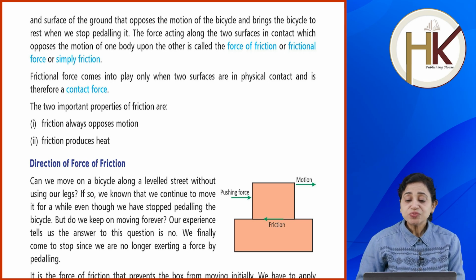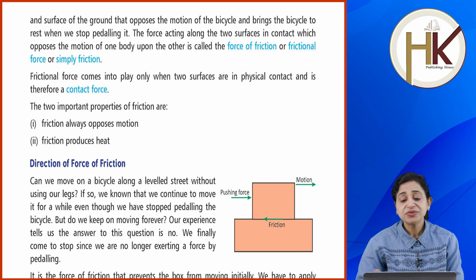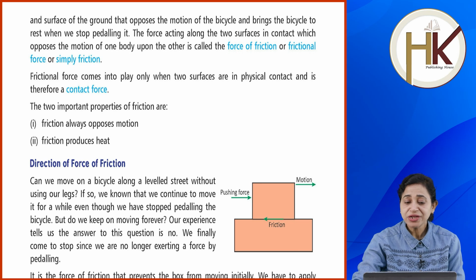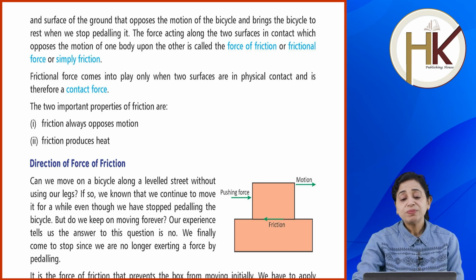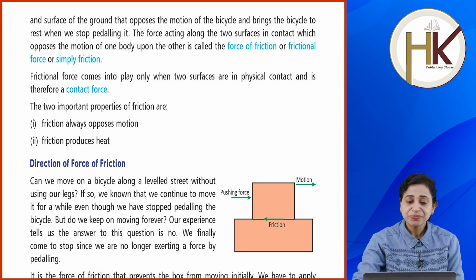pedaling it. This force acting along the two surfaces in contact, which opposes the motion of one body upon the other, is called the force of friction, or frictional force, or simply friction. Frictional force comes into play only when two surfaces are in physical contact and is therefore a contact force. The two important properties of friction are: friction always opposes motion and friction produces heat.